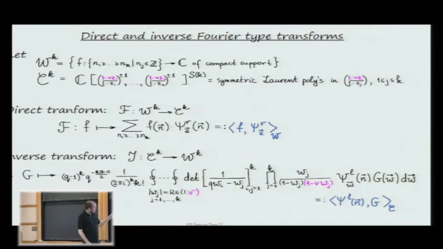Now, I'll define a direct transform, an analog to a Fourier transform. What it will do is take a function on the spatial variables, and sum it over the entire Weyl chamber, over all ordered n's, against the right eigenfunction. So you can think of this as some sort of bilinear pairing of the function f with respect to the right eigenfunctions under some suitable pairing, which is just described by this.